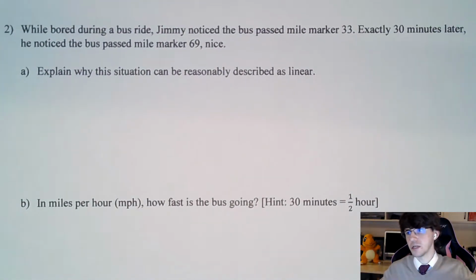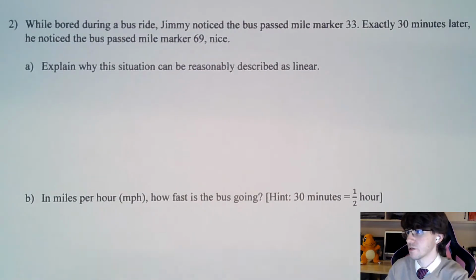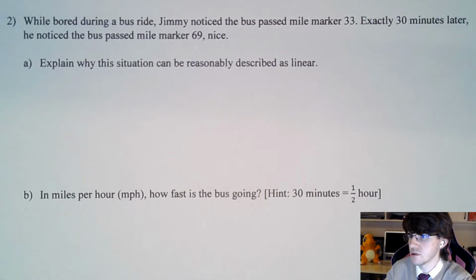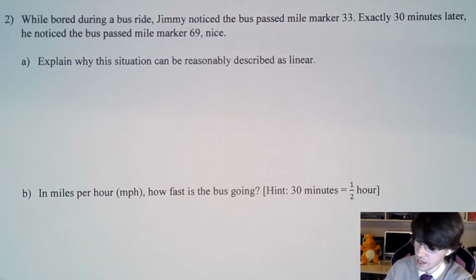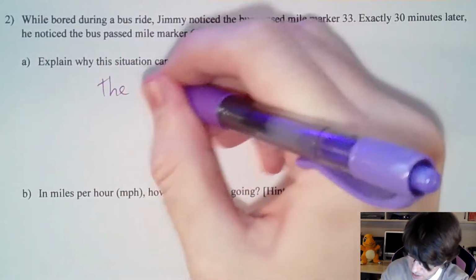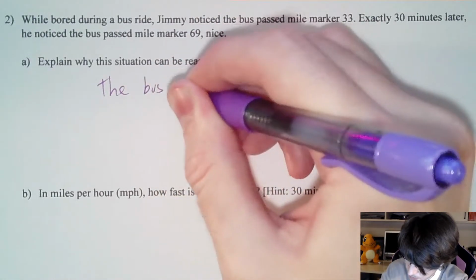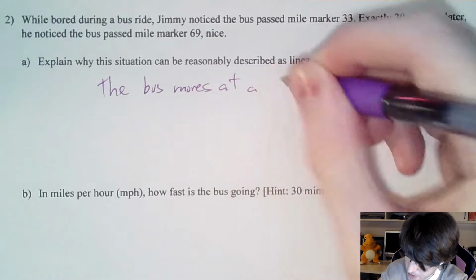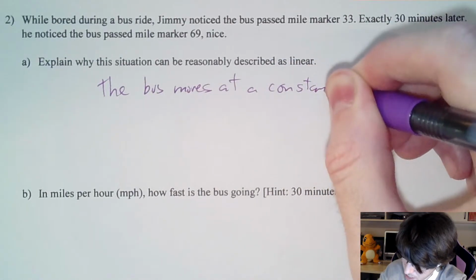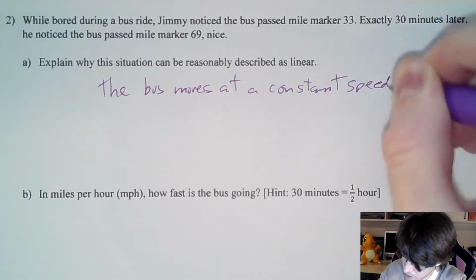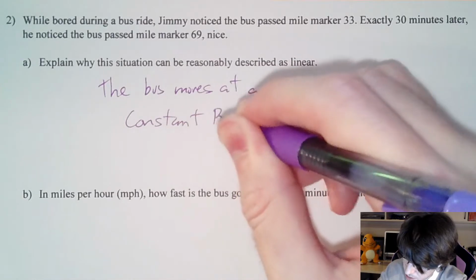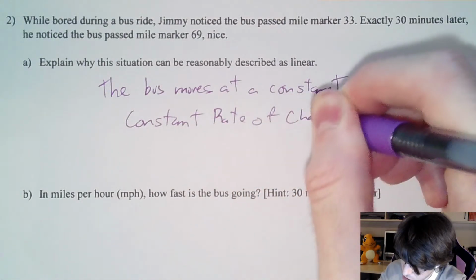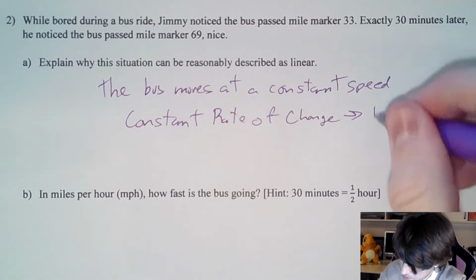All right, while bored during a bus ride, Jimmy noticed the bus passed mile marker 33. Exactly 30 minutes later, he noticed the bus passed mile marker 69. Nice. Explain why the situation can be reasonably described as linear, and that is because the bus moves at a constant speed. If you wanted to simply use the same exact language from the previous page, you could say constant rate of change, which is the bus moving.